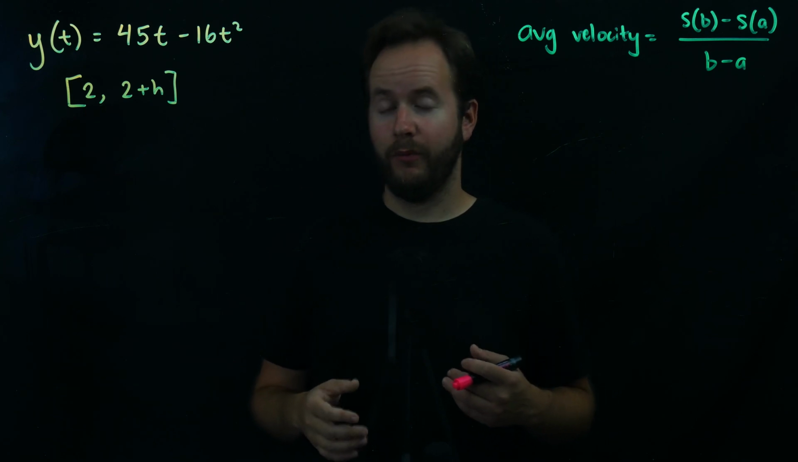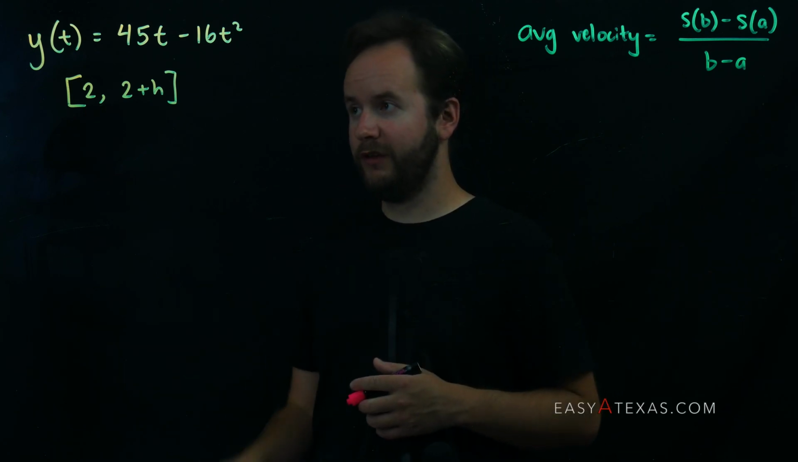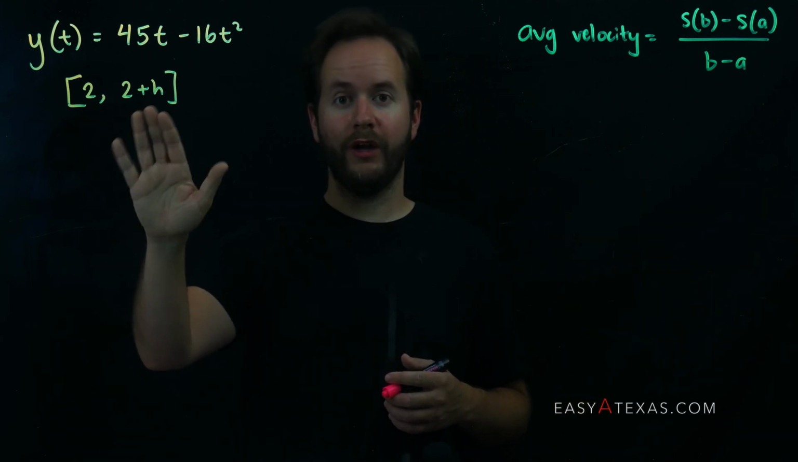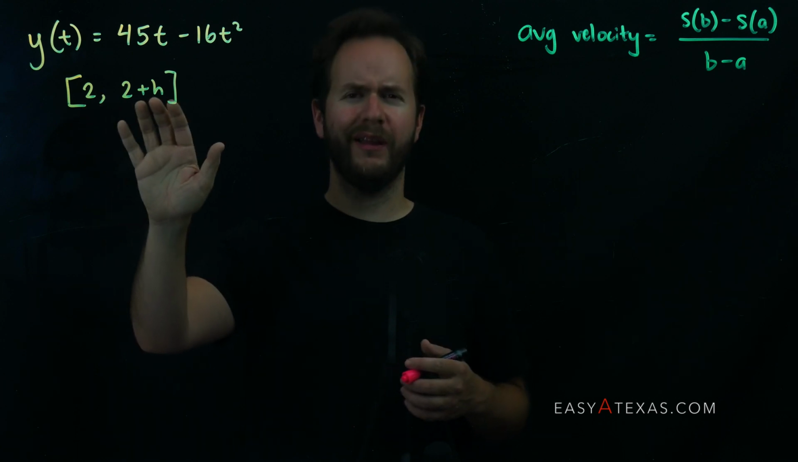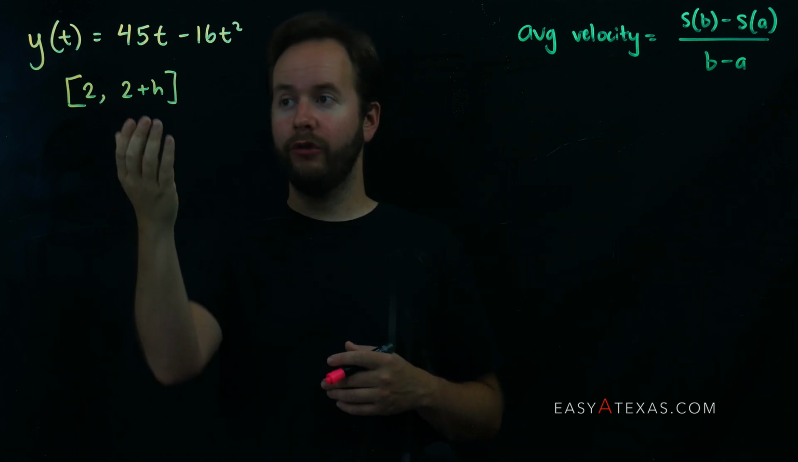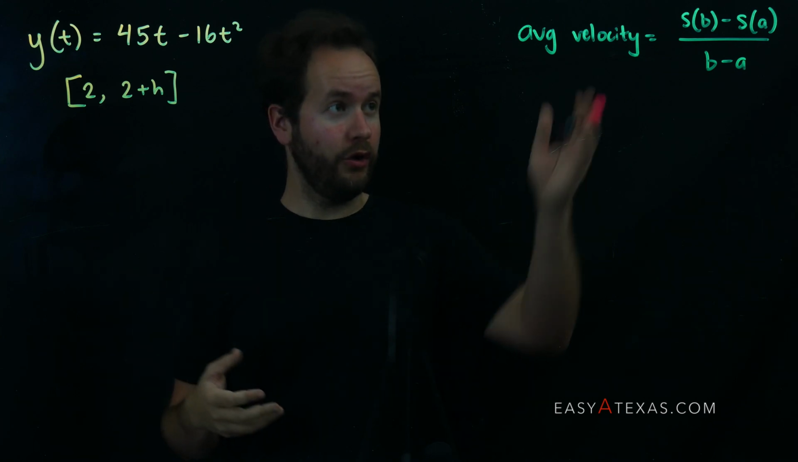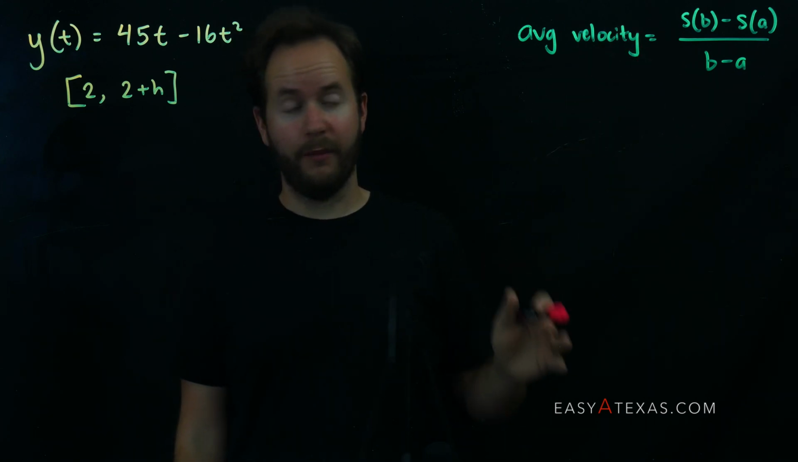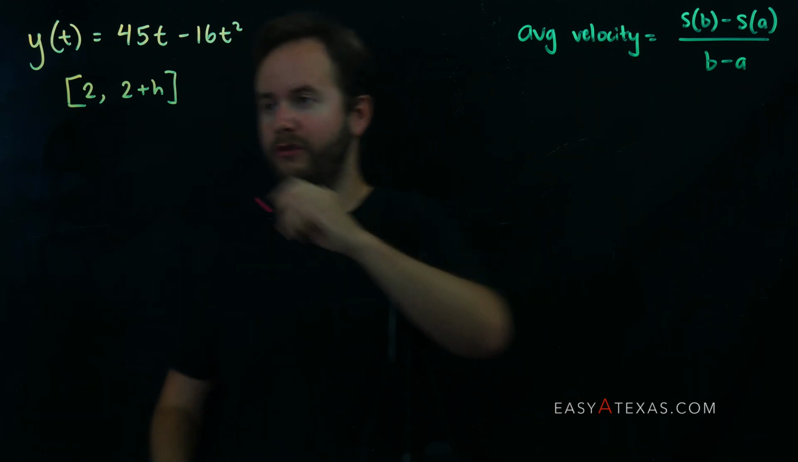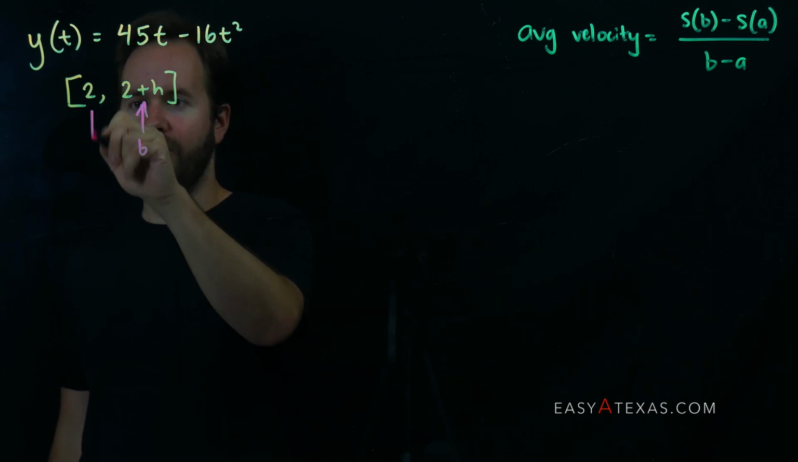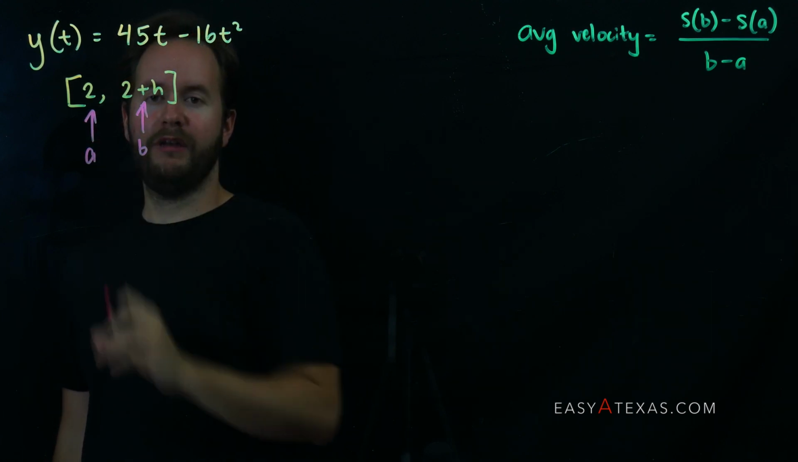Here we have an average velocity problem, but it's not your usual average velocity problem because instead of going from one number to another number, we're going from a number to 2 plus h. Now that seems kind of weird. We'll still treat 2 plus h like we would any other number using our special average velocity formula up above here. So I'm going to take 2 plus h, which is our value of b here, and 2, which is our value of a, and plug them into the function accordingly.